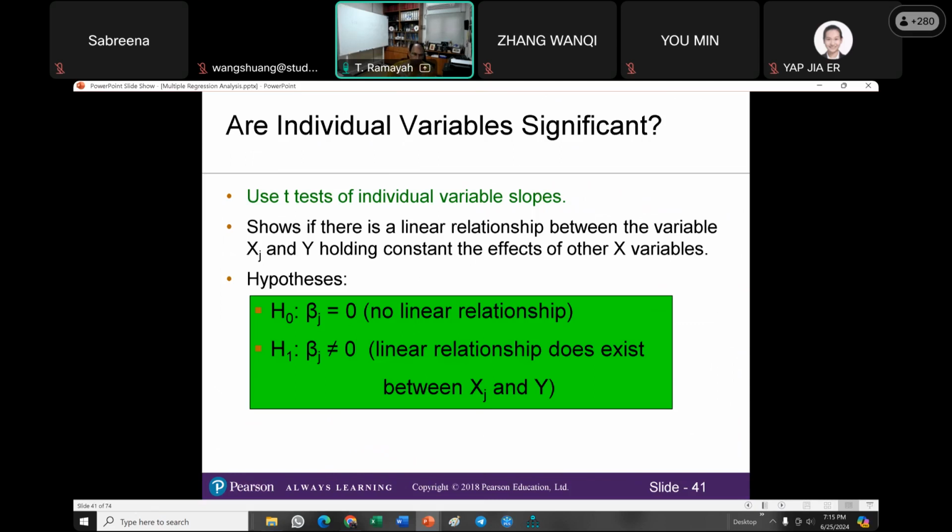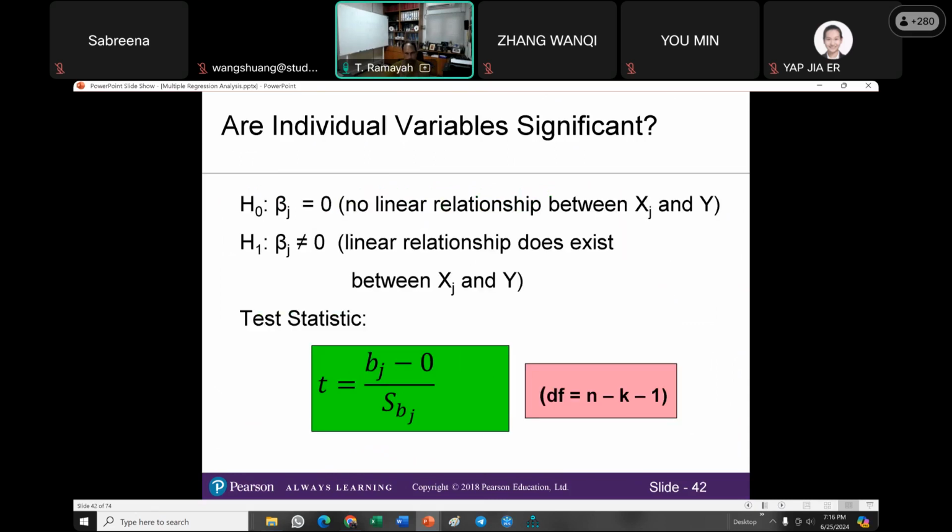So this beta value can be greater than 0 or smaller than 0. Greater than 0 means it is a positive relationship. Smaller than 0 means it is a negative relationship. Okay, that is how you understand negative and positive relationship. So how do they test whether these beta values are significant or not?